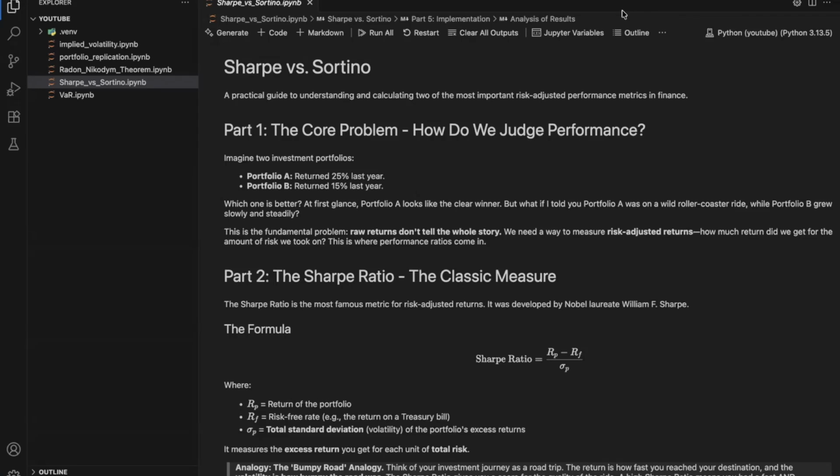In this video, let us understand Sharpe versus Sortino ratios. So, today we will be answering a critical question for any investor. How do you really know if your portfolio is performing well? A high return is great, but it's only half the story. The other half is risk.